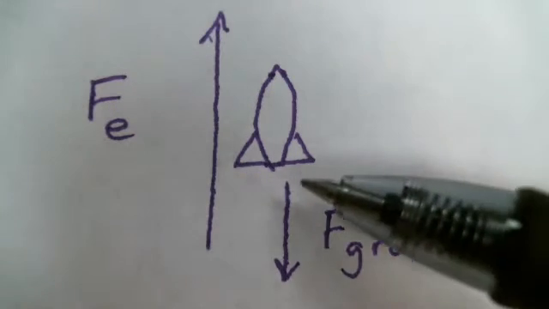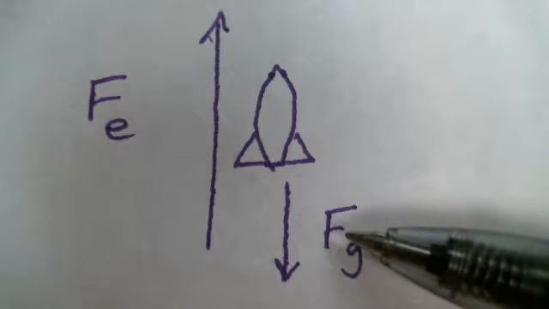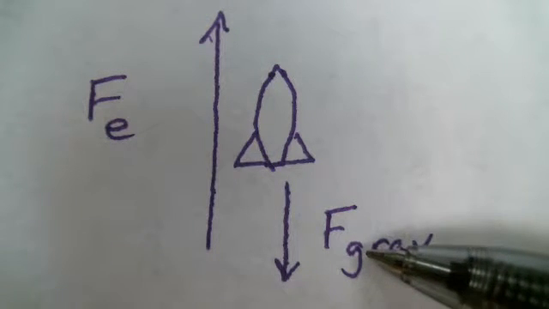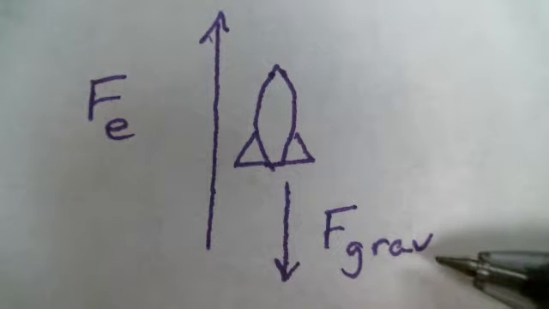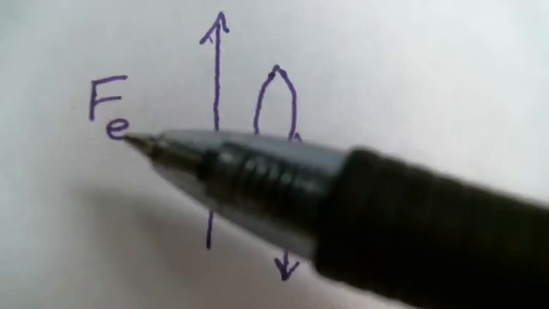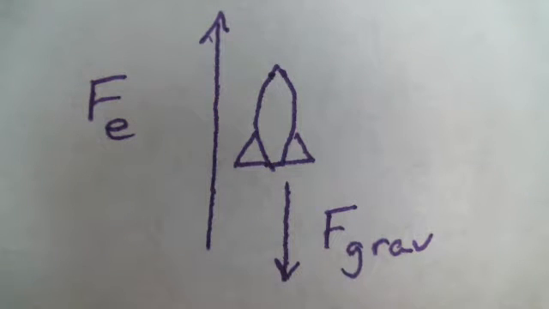Force of gravity going down, and we're going to label it with a capital F and subscripts. You could just simply have a subscript of G if you want. I chose to put GRAV for gravity just to be a little bit more explicit. And then we have the force of the exhaust. That's the force of all the flames and smoke and all that from the rocket engine.